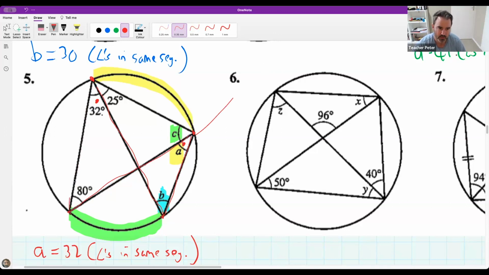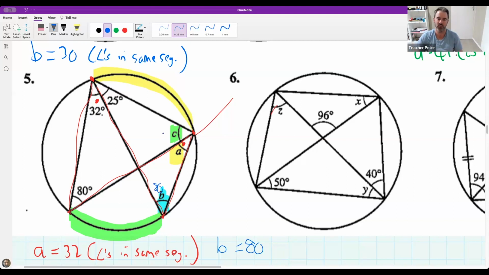Sorry, I'm using my mouse because my graphics tablet is being a bit wonky. So what do we have? Where have you gone, mouse? We're going to have B is equal to 80. And we'll use the same reason as before. So B is 80. And then the last one is C. What value is C going to be?